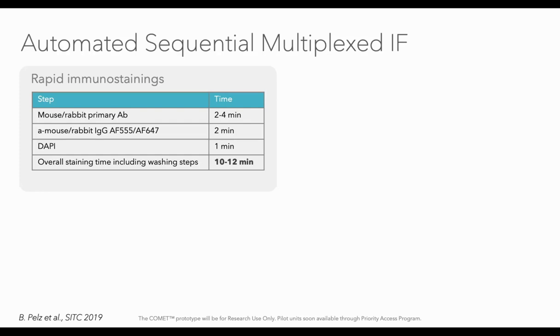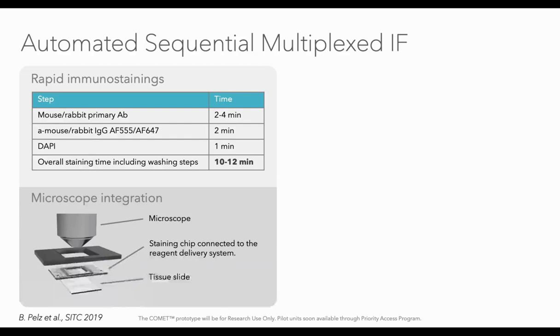Every sequential immunofluorescence cycle consists of the incubation of 2 primary antibodies from different species, in our case mouse and rabbit, for 2 to 4 minutes, followed by a 2-minute incubation of a cocktail of 2 fluorescently labeled goat antibodies, and finally a 1-minute incubation with DAPI. The overall staining cycle lasts 10 to 12 minutes.